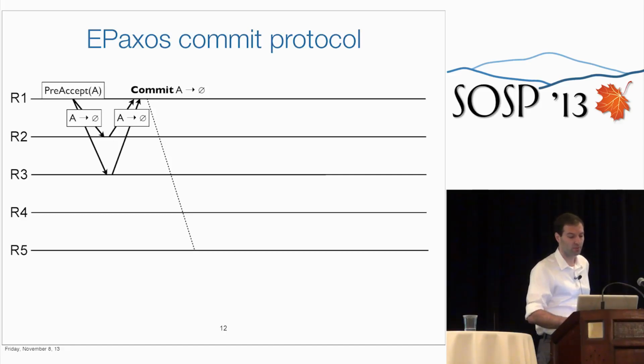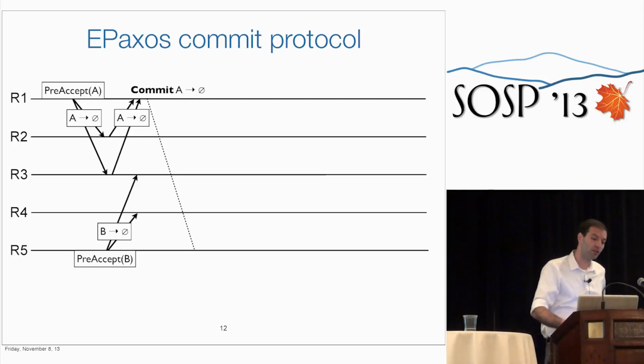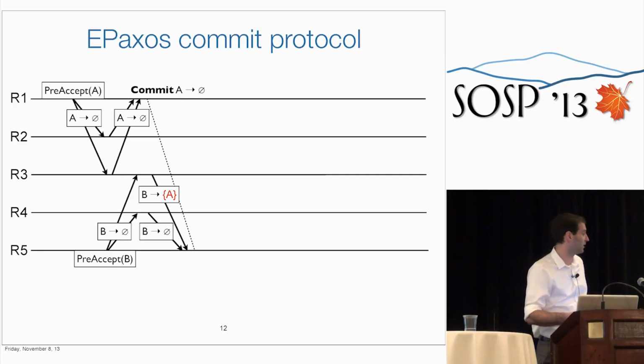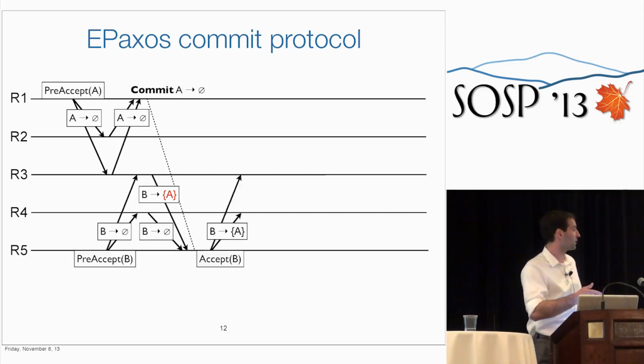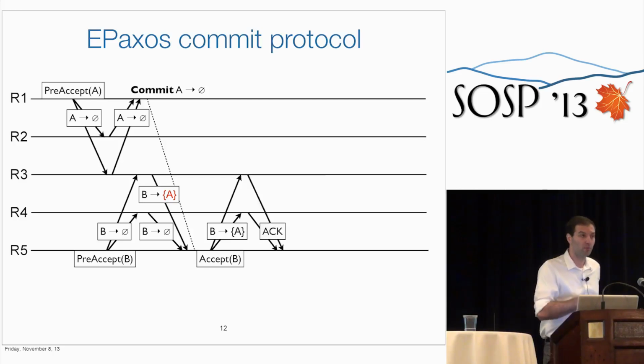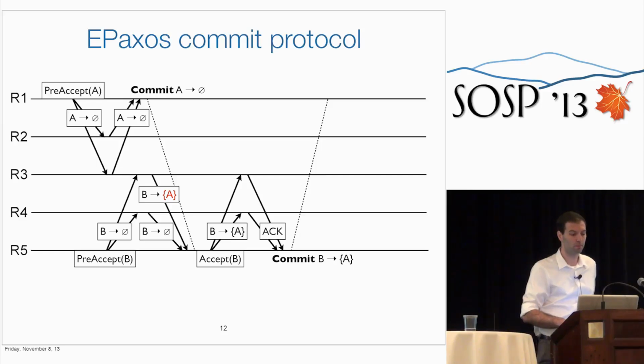And let's say that at about the same time, command B has been proposed to replica R5. R5 says B depends on nothing. R4 agrees because it hasn't seen A. But R3 has pre-accepted A, so it says B should depend on A. Because R3 and R4 disagreed, R5 has to run a second round of communication where it tells a majority of replicas what the final ordering constraints for command B are. B depends on A. And the replicas don't have to update these ordering constraints, they just have to acknowledge, at which point R5 commits B locally and notifies everyone asynchronously.